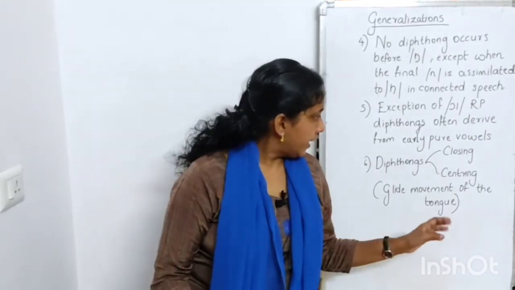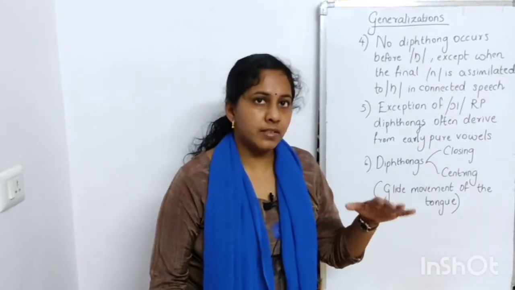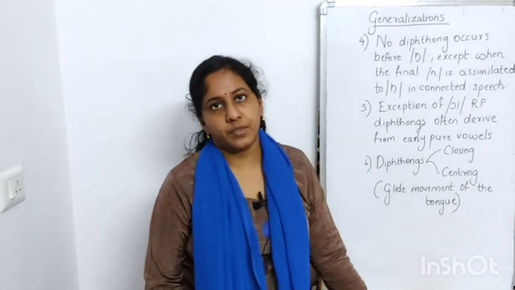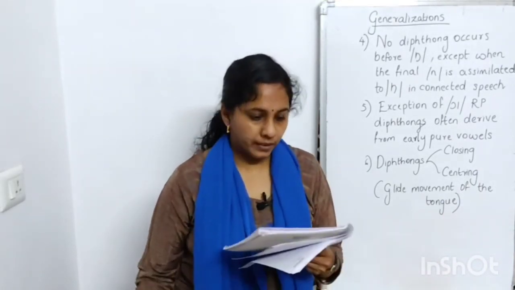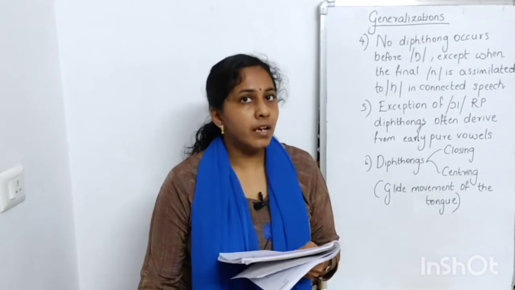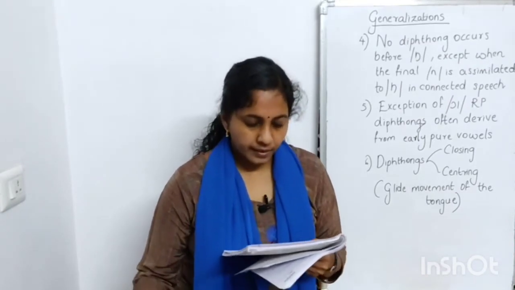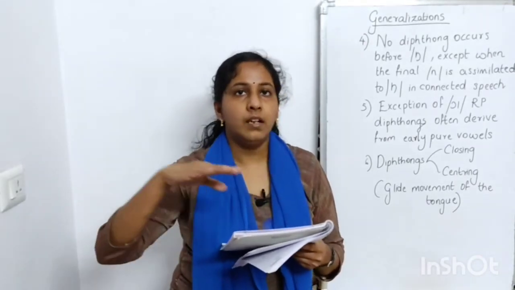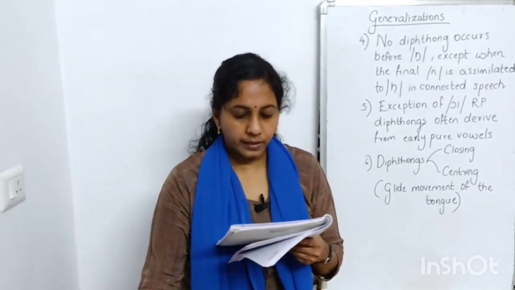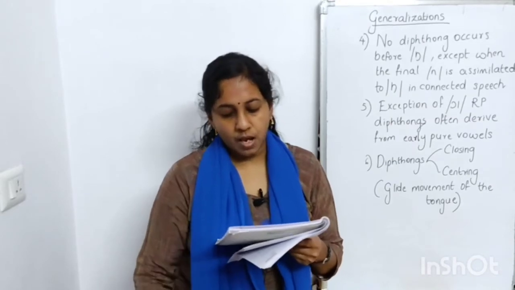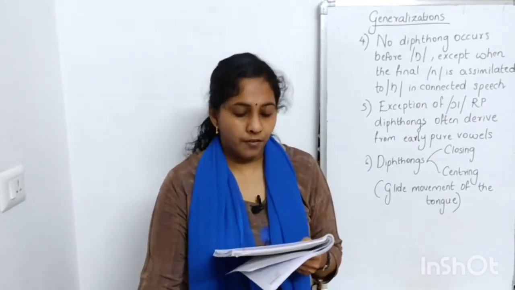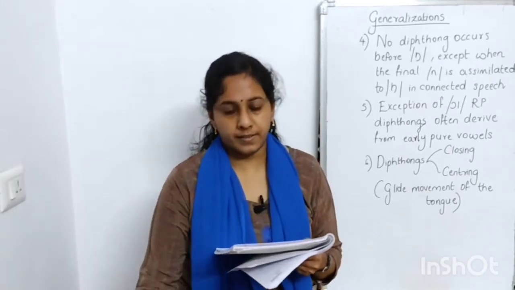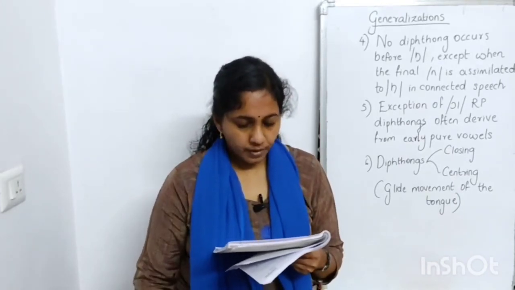Two categories. It is categorized based on the glide movement of the tongue, which means that during the articulation of closing diphthongs, the glide movement is towards the closing position. That is, tongue closes the whole of the roof of the mouth. So, the glide movement is towards the closing position, whereas it is towards the center for the centering diphthongs. The center of the tongue is raised. Okay. So, that is the difference.